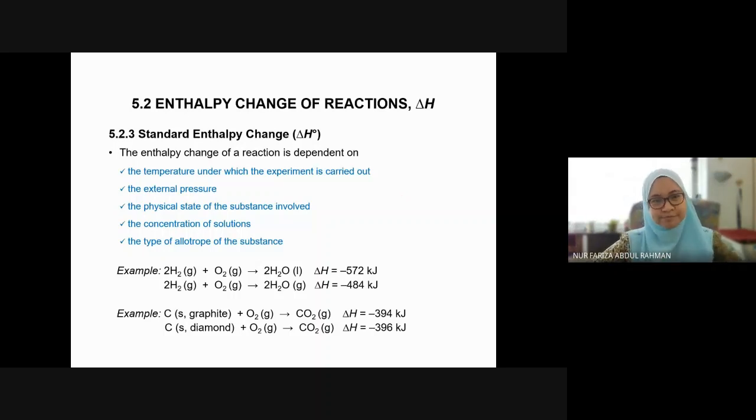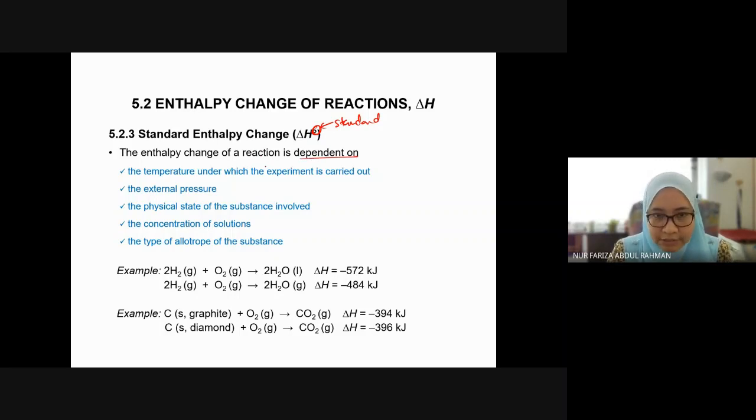No questions. Okay, let's go. Standard enthalpy change. We had enthalpy change previously. Now we add in the standard enthalpy change, which can be denoted as delta H naught. This one represents the standard. Okay, alright, but before that, the enthalpy change of a reaction is dependent.